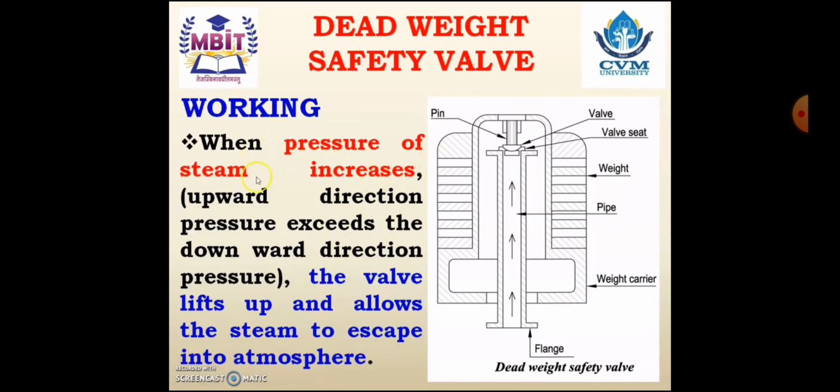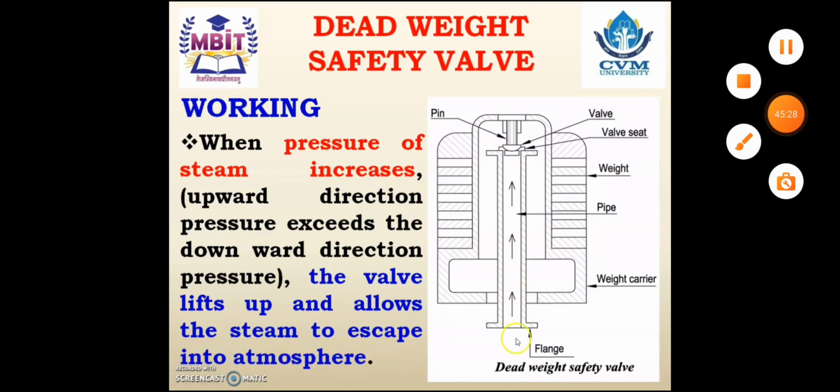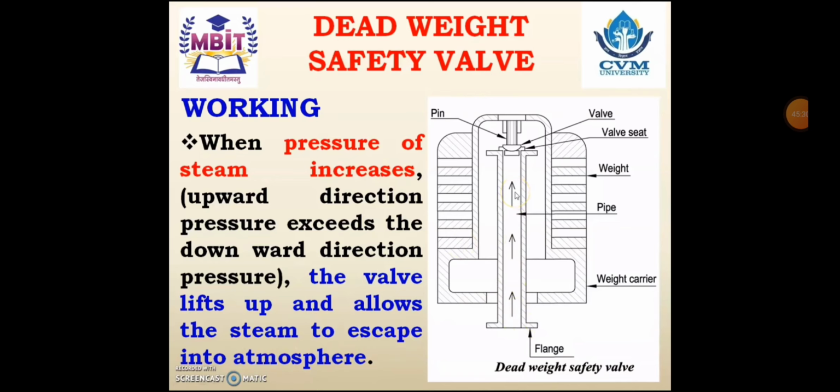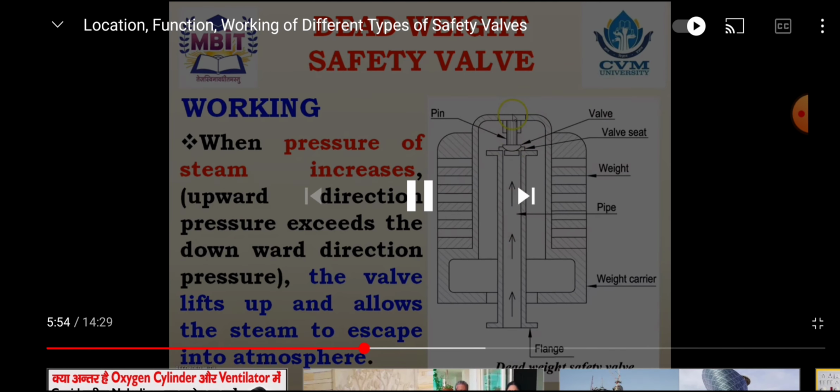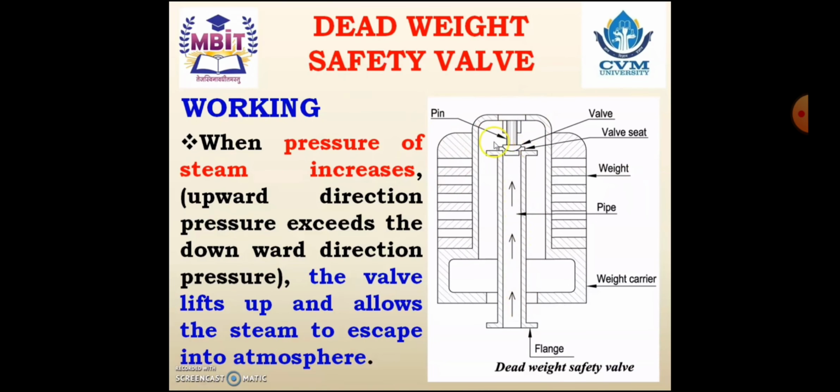When the pressure of steam increases, it means the upward direction pressure exceeds the downward direction pressure. At that time the valve lifts up and allows the steam to escape into the atmosphere. So when the pressure of steam increases, the upward pressure is more than the downward pressure, and due to that this valve is lifted up. And as the valve is lifted up, steam escapes from the valve.